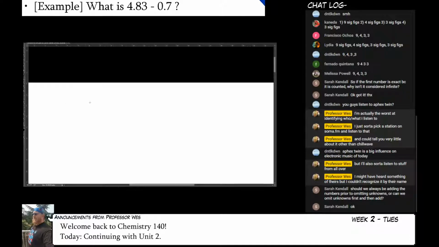So we're going to solve this just like we do the previous problem. I'm going to set up my problem in a different color. Hold on. I can't undo anymore, so I'm going to do it this way. Photoshop, you're weird. 4.83 minus 0.7. And so let's do our subtraction just like we would normally. 3 minus 0 is 3, 8 minus 7 is 1, 4 minus 0 is 4.